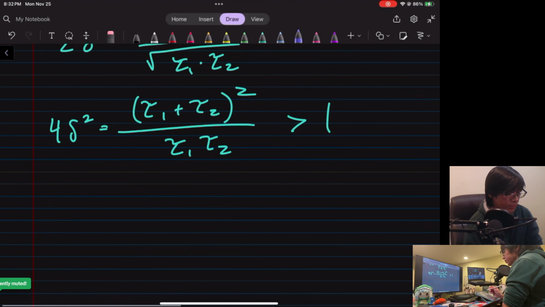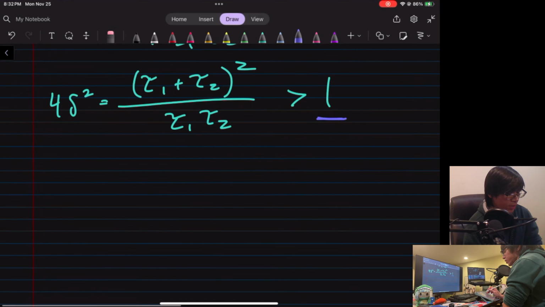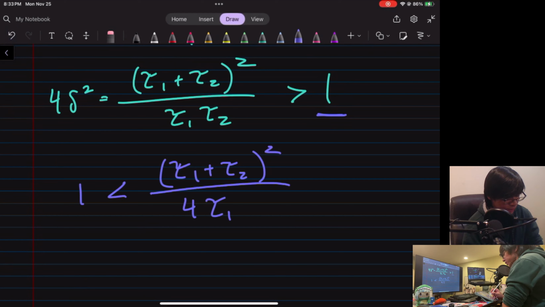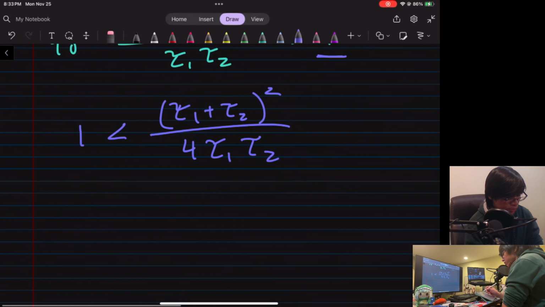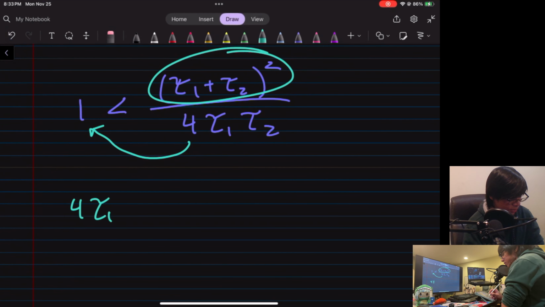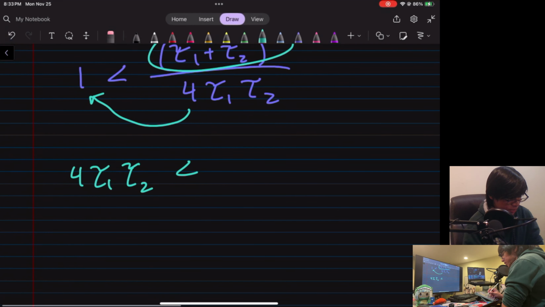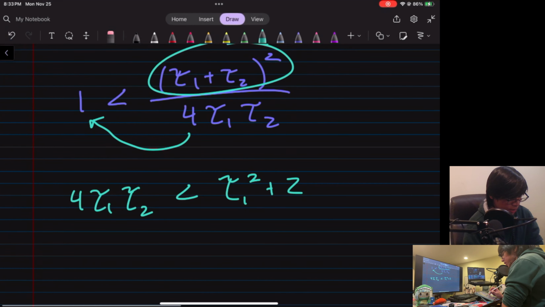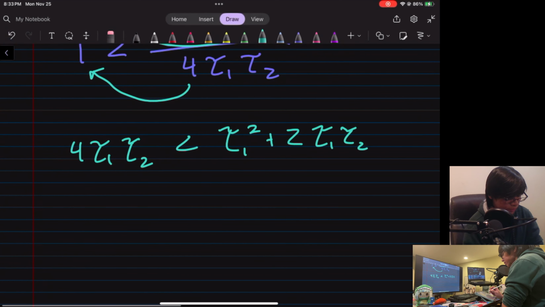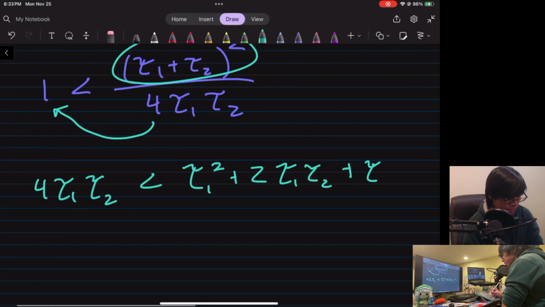So to prove that, we'll move it over and do some manipulation. We don't really care about the zeta squared, we care about this 4. So I'll do something like 1 and then rewrite everything. Tau 1 plus tau 2 squared divided by 4 tau 1 tau 2. And we can actually expand this numerator. I'll do two things at once. I'll move this over and then I'll expand the numerator. So it would be 4 tau 1 tau 2 greater than tau 1 squared plus 2 tau 1 tau 2, plus tau 2 squared.